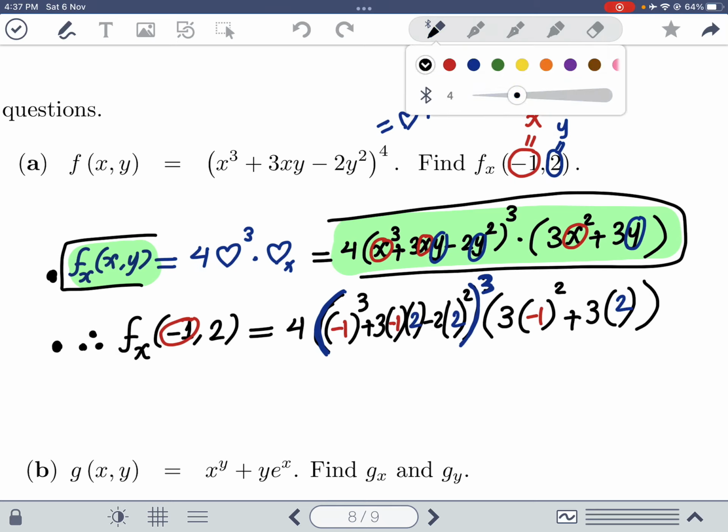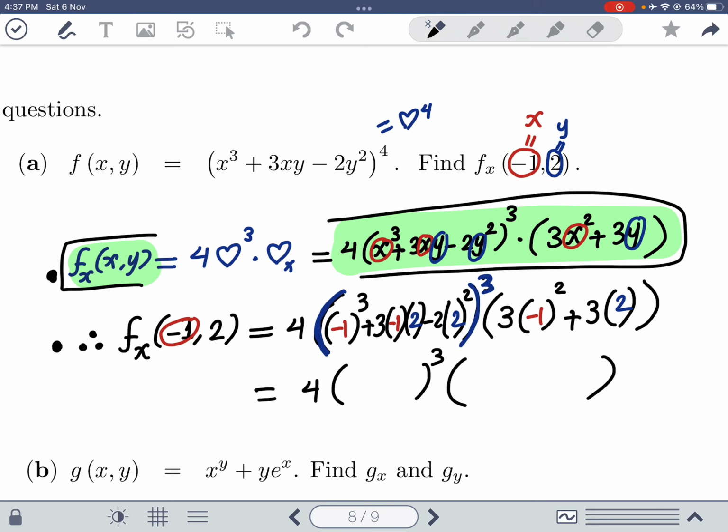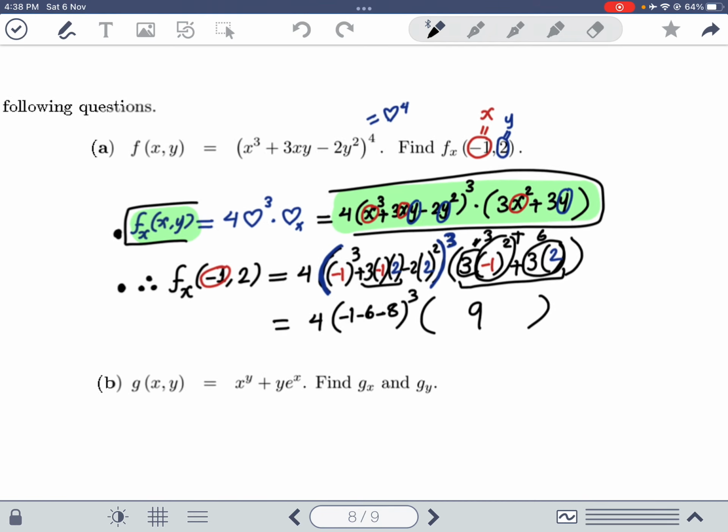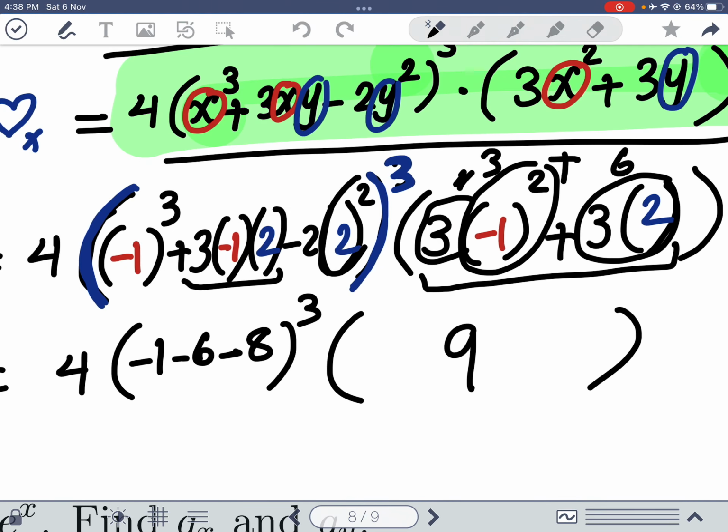And just compute this. So this is 4, and then something cubed, and now let's at least do this one. Negative 1 squared, this is 1, times 3 is 3. Together these are 3, plus 3 times 2 is 6. 3 plus 6 is 9. And here minus 1 cubed is minus 1. 3 times minus 1 times 2 is negative 6. And then minus 2 times 4 is 8. Because you have 2 squared, this gives me a 4, and then times the 2 gives me the 8.